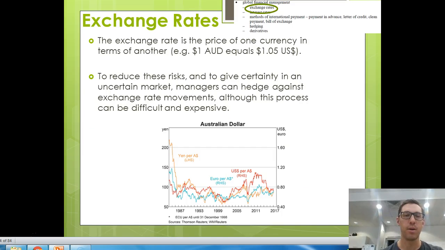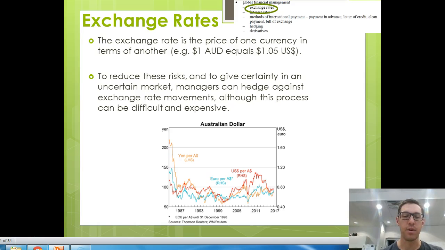Exchange rate, what do we mean by an exchange rate? Well, it's one currency quoted in the context of another. So for example, $1 Australian dollar is equal to buying $1.05 US cents. At the moment, I think it's $1 Australian dollar buying roughly 71 US cents. So that means you need to give $1 Australian dollar to get 71 US cents in return.